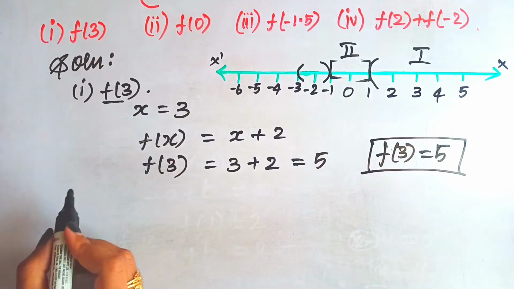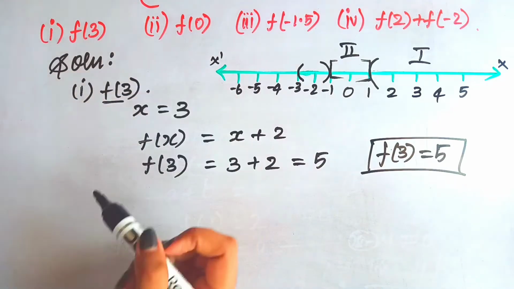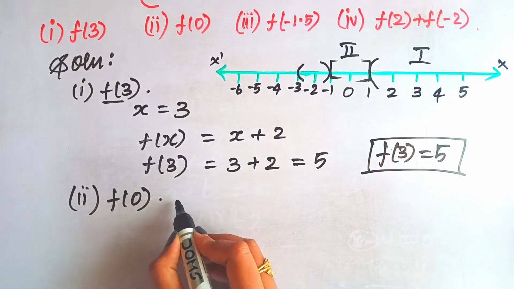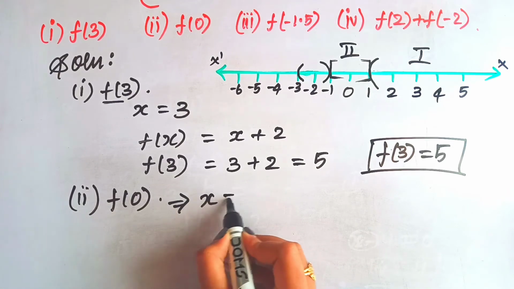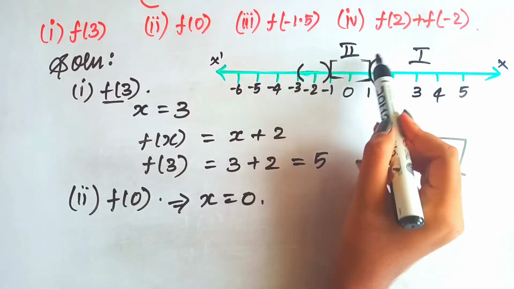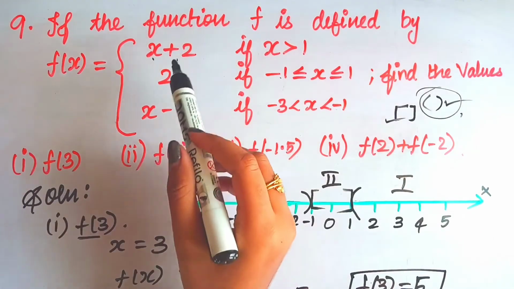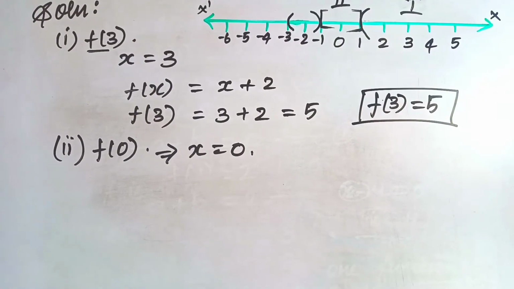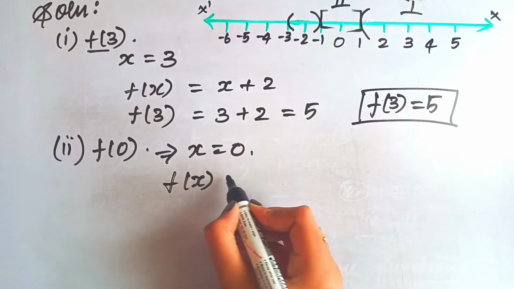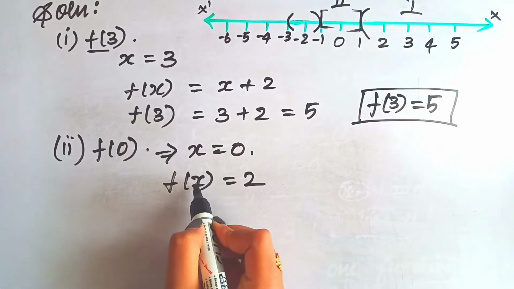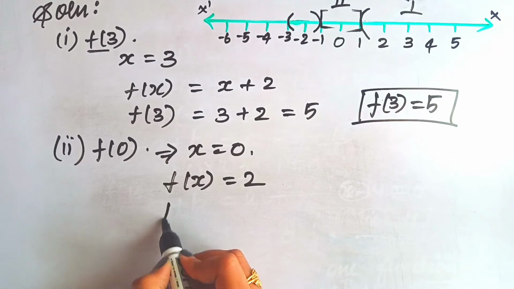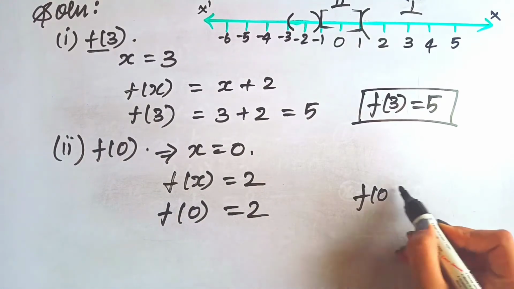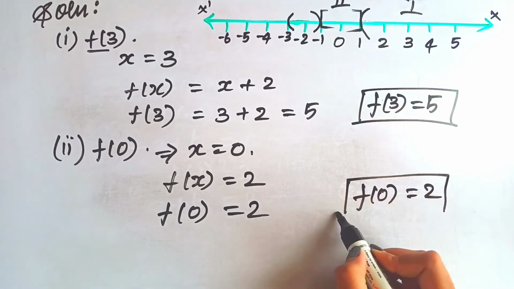So let's see our second subdivision, which is f of 0. Which means x is equal to 0. So x is equal to 0 is in the second interval. So what is our second interval? It's 2, right? So our second interval is f of x is equal to 2. So in the place of x you have to replace 0. So f of 0 will be equal to 2. So we have found that f of 0 is equal to 2, right?